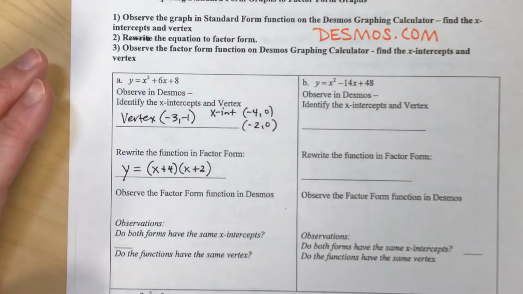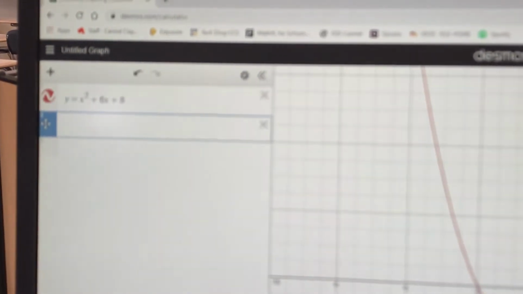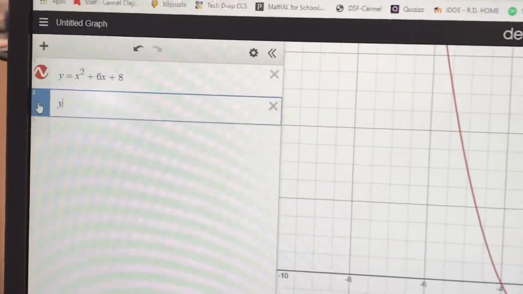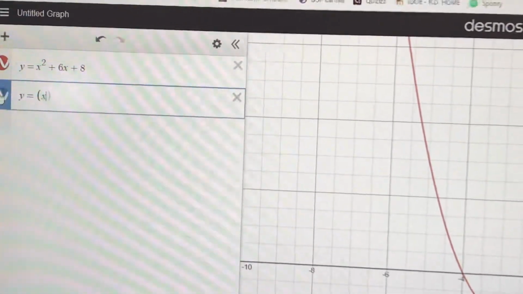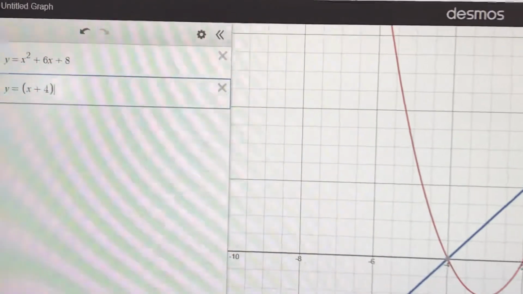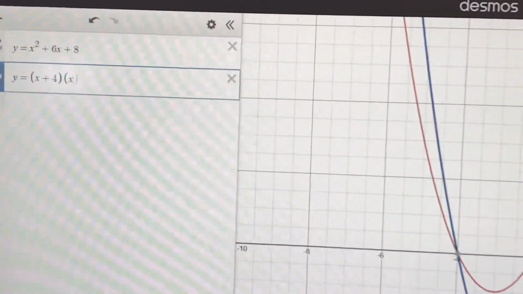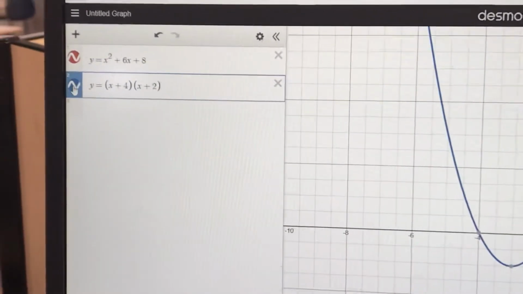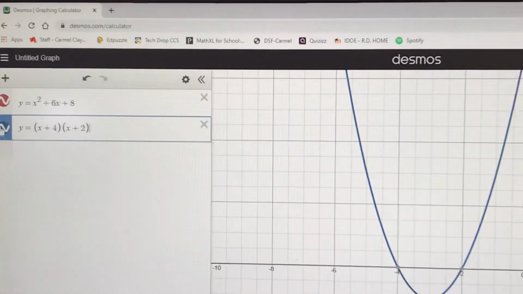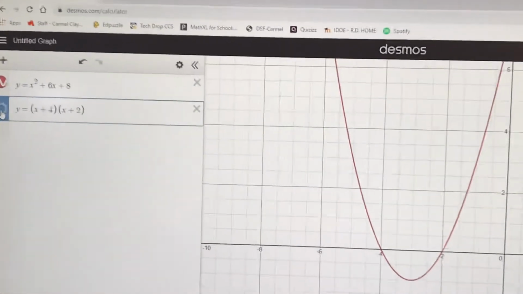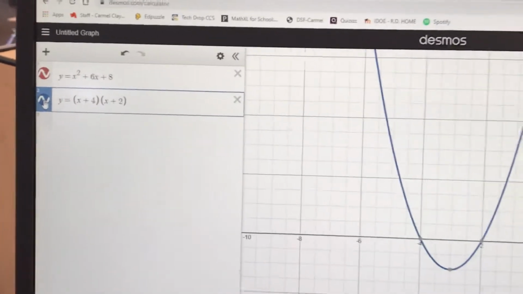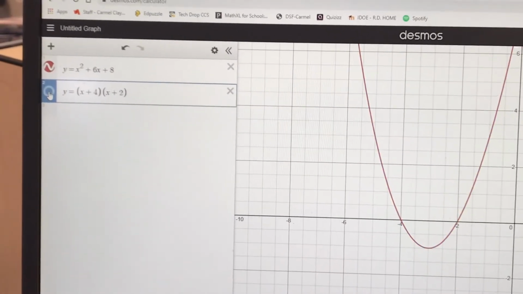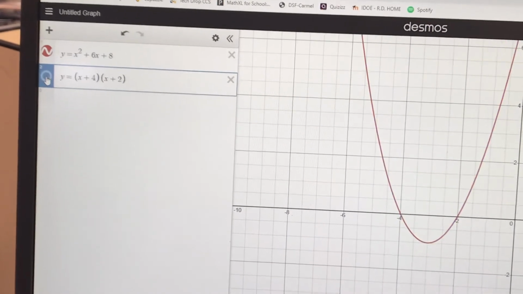Now I'm going to type that function in on Desmos. So here we go on my computer. I'm going to click where it says number 2. I'm going to try to focus you as best I can. I'm going to say y equals, and put in parentheses x plus 4 and parentheses x plus 2. There's my function, and it is in the color blue. Notice if I turn it on and off, it's the exact same picture as the original picture that we had in standard form.